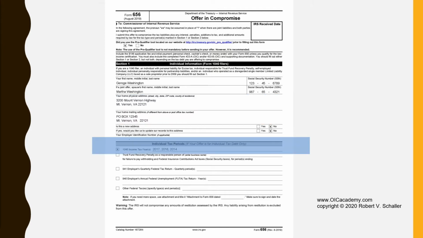The next section is where the individual tax periods are identified. In this situation, we've checked the box under 1040 income tax for the years 2017, 2016, and 2014. That means that those are the tax years and tax periods for which tax liability seeks to be compromised. No other tax periods will be compromised if any exist. So be very careful to make sure you include all of the individual tax periods that you seek compromise.